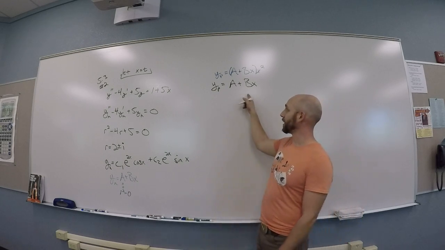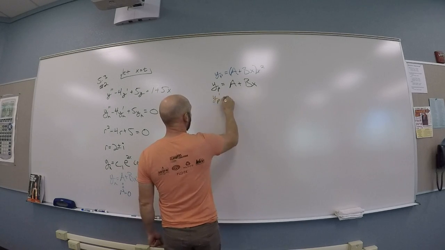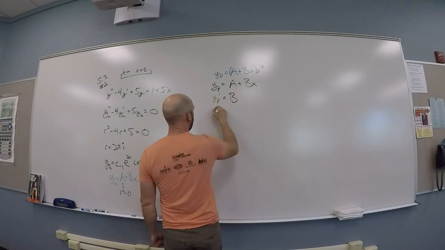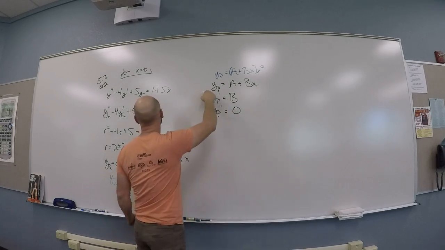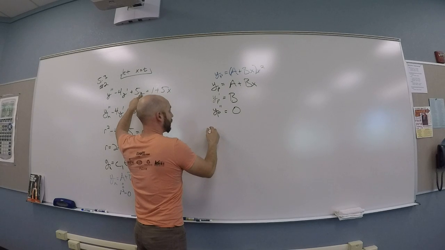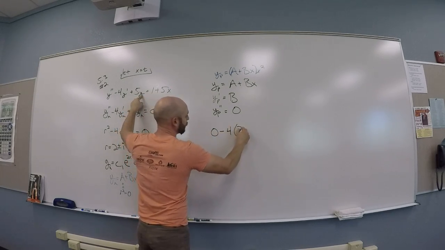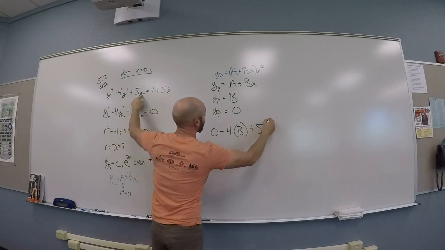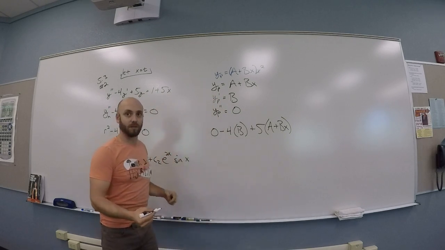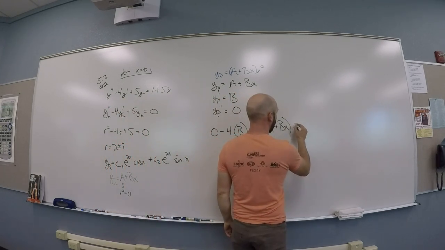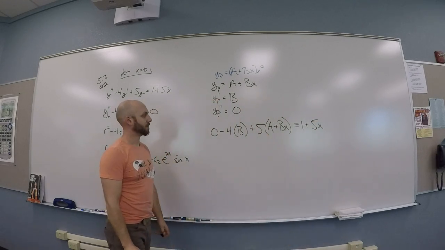What do I need from here? y_p prime is b, and y_p double prime is 0. So take these and put them in your differential equation. Your differential equation becomes 0 minus 4 times b plus 5 times (a plus bx) equals 1 plus 5x. It has to be identically 1 plus 5x. And then you do the thing with the squigglies and the sharp ones.